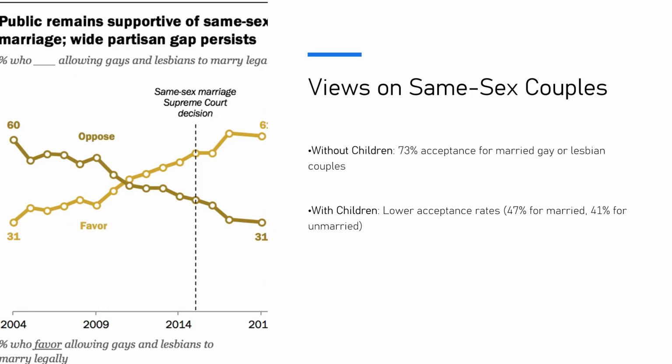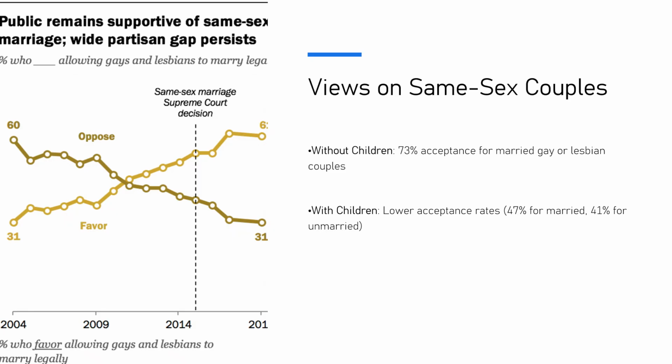Acceptance rate drops significantly when same-sex couples have children. Only 47% of Americans find married same-sex couples raising children acceptable. This suggests that while there is support for same-sex marriage, there are still some reservations about same-sex parenting.